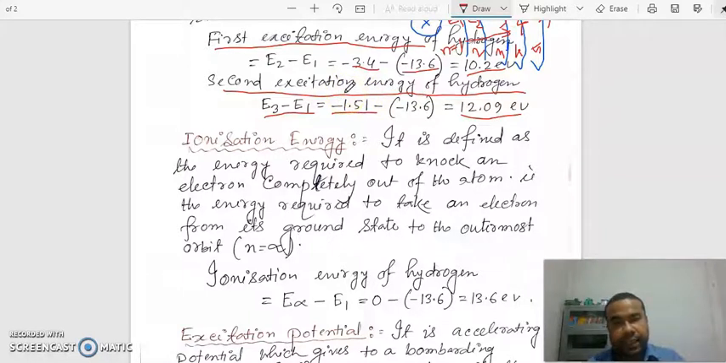So excitation energy is the energy required by the electron to go from the ground state to any of the higher energy states. That is called excitation energy.